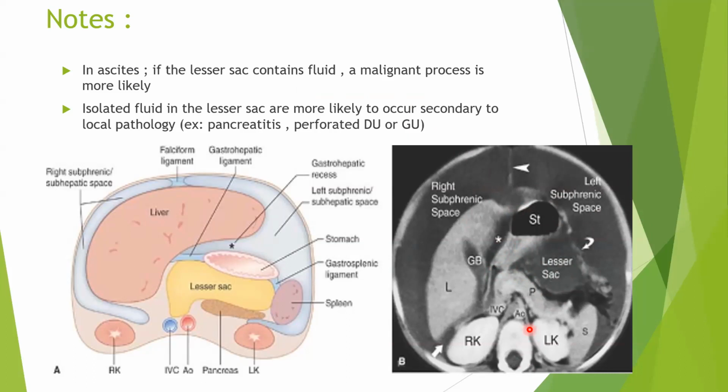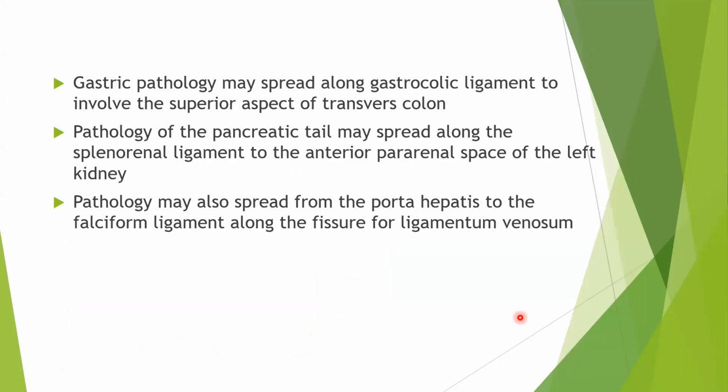Okay. Gastric pathology may spread along the gastrocolic ligament to involve the superior aspect of the transverse colon. Pathology of the pancreatic tail may spread along the splenorenal ligament to the anterior pararenal space of the left kidney. Pathology may also spread from the porta hepatis to the falciform ligament along the fissure for ligamentum venosum.